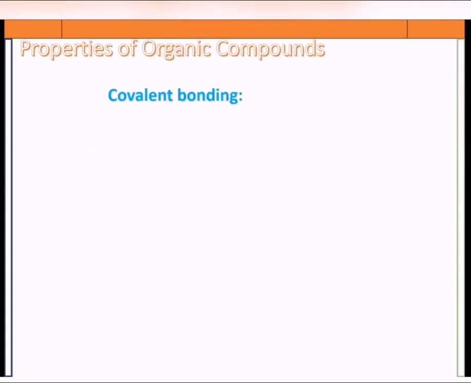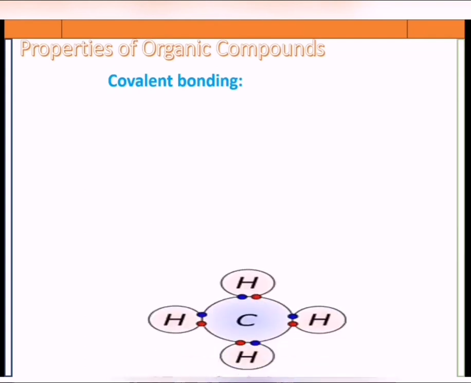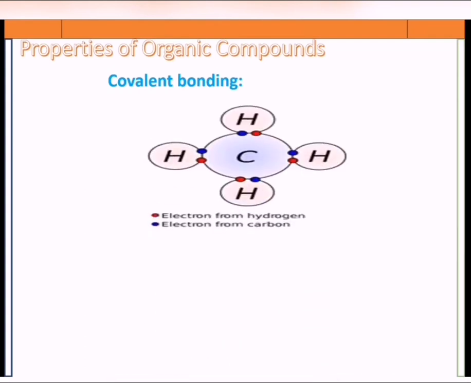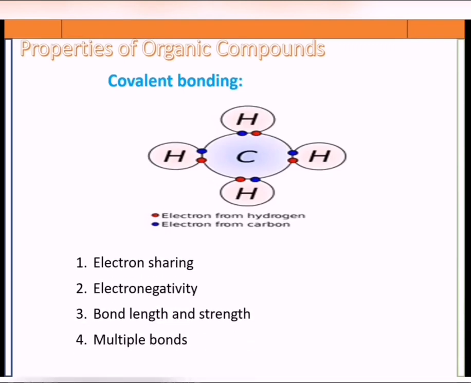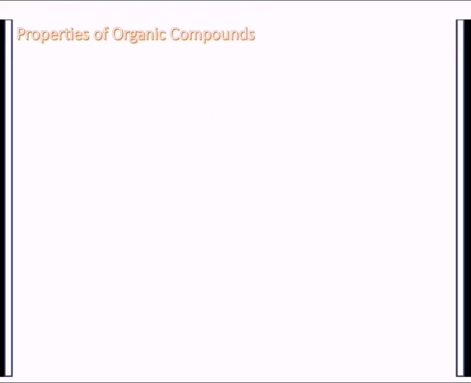The third one is covalent bonding. Covalent bonding is a type of chemical bonding that occurs when atoms share electrons to achieve a stable electron configuration, as you can see in carbon. So the key features of covalent bonding include the electron sharing, electronegativity, bond length and strength, multiple bonds.